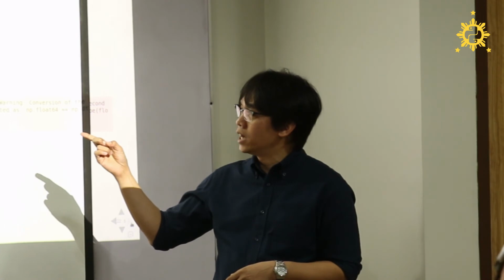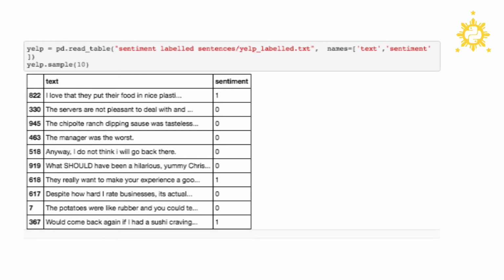I transformed the Yelp document. Okay, so first I loaded the Yelp dataset. I don't know if you can read it, but it says, "I love that they put their food in nice plastic or something." That's basically what people wrote when they rated restaurants.